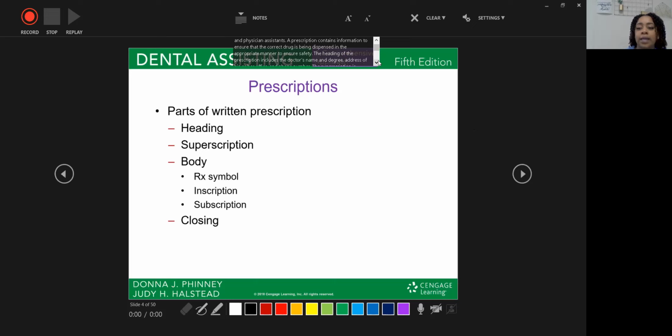So we're gonna get into that a little bit. If you could open up to your chapter textbook, your chapter 15. If you can open up to page 312, we will actually get into the different parts of the prescription and what it actually means. Okay.